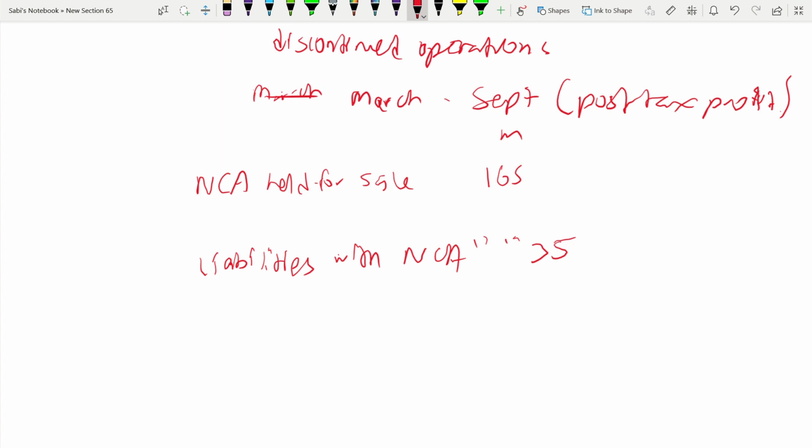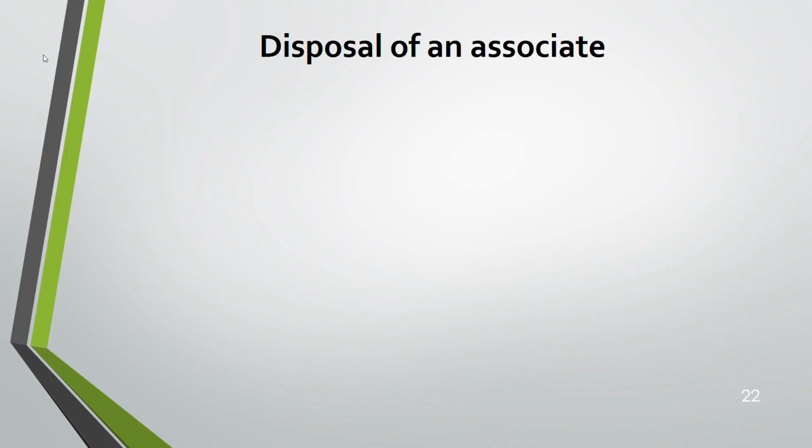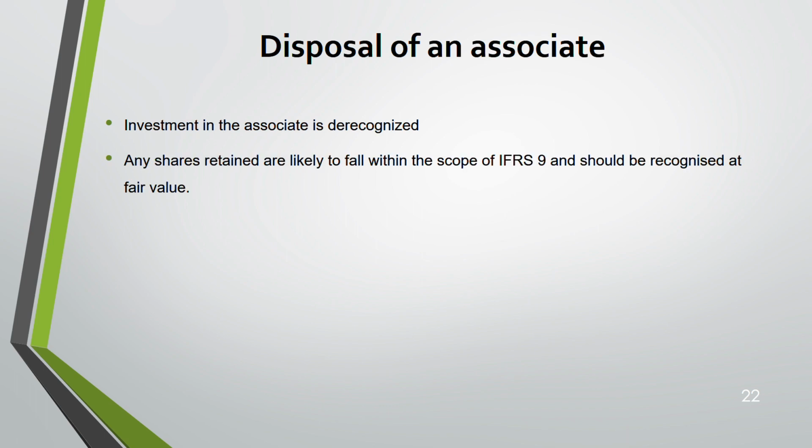Now we'll move on to disposal of an associate. All this while it was a disposal of a subsidiary, where the subsidiary became an associate. Now, what if it's an associate that you're disposing? This is how you have to treat it. Investment in associate is de-recognized. Remember, anything you have disposed, de-recognize. Next, if the shares that are retained fall within the scope of IFRS 9, then you should recognize them at fair value.